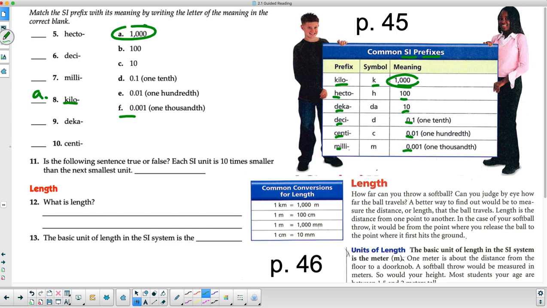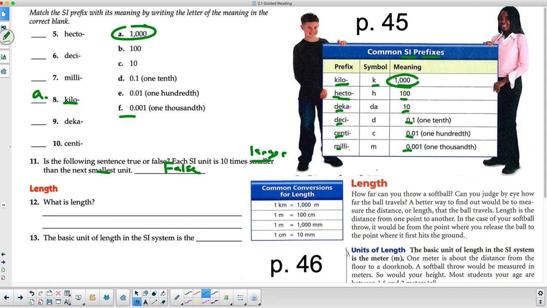Is the following sentence true or false? Each SI unit is 10 times smaller than the next smallest unit. Well, if we take a look at this, kilo is 1,000, which is 10 times larger than the next smallest unit, which is hecto. So that would be no. This question says each SI unit is 10 times smaller than the next smallest unit. So no, it's 10 times larger than the next smallest unit, so this would be, of course, false.